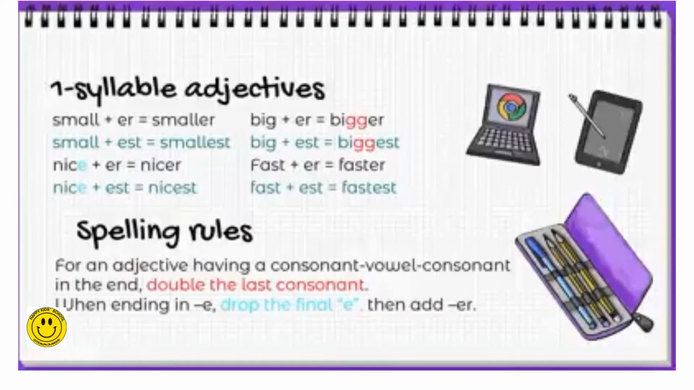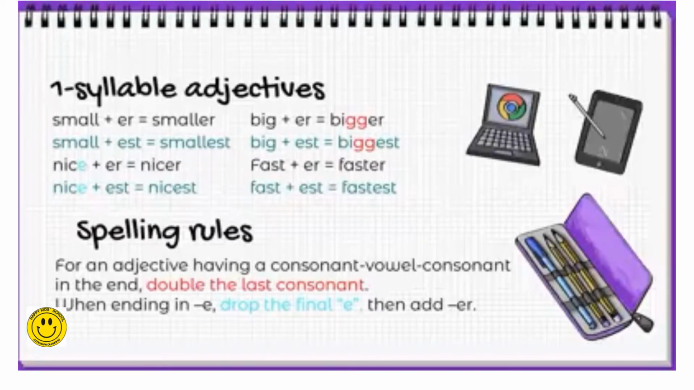This is what we need to do in order to form comparatives. For one-syllable adjectives, for example, small. How many syllables? That's right, one. So we have to add -er, which would be smaller if we want to use a comparative, or -est if we want to use a superlative, smallest. And the same goes for all the one-syllable adjectives. Nice, nicer, nicest; big, bigger, biggest; fast, faster, fastest.